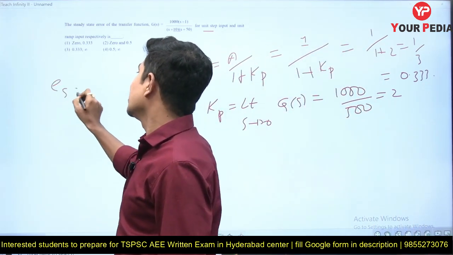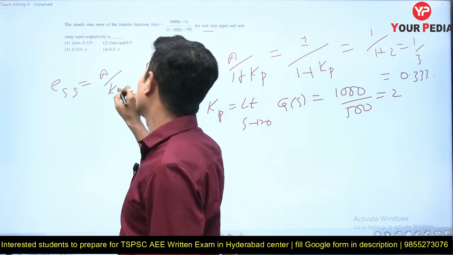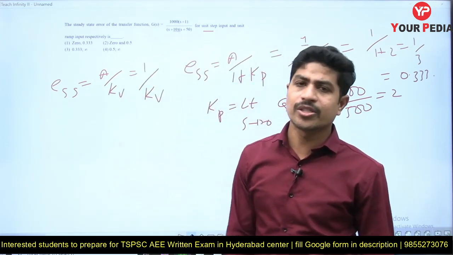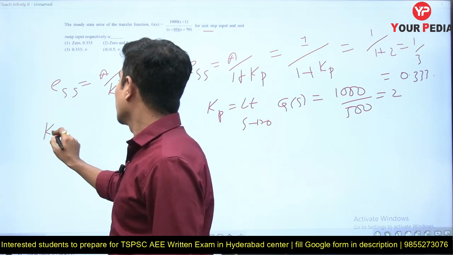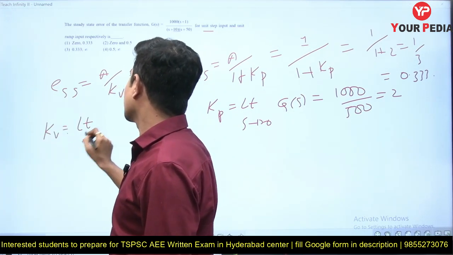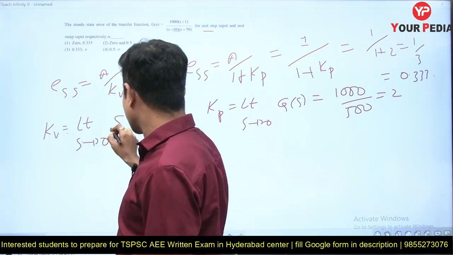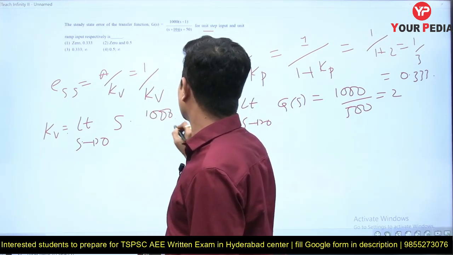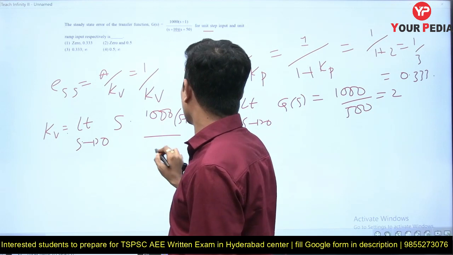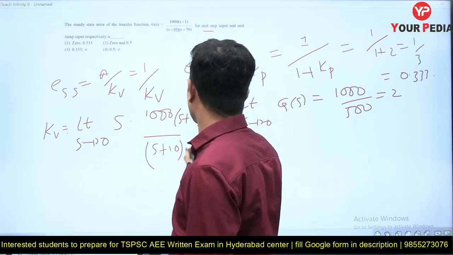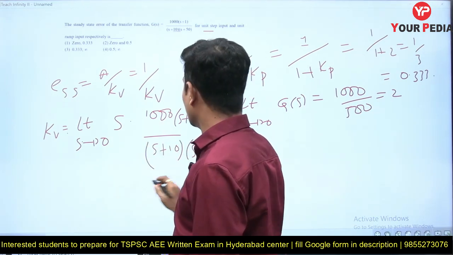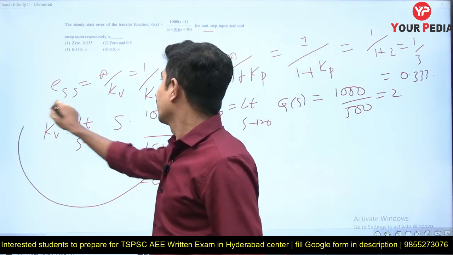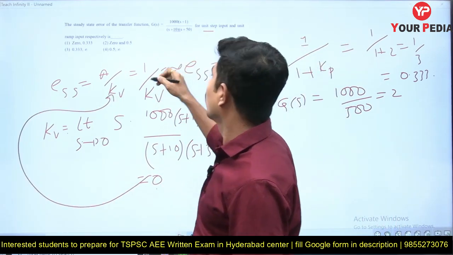So what is that? ESS is equal to A by KV. A is 1. Why? Because unit ramp it is. A is 1. What is KV? KV is equal to limit S tends to 0 of S into G of S into H of S. So S into, what is G of S into H of S? 1000 into (S plus 1) by (S plus 10) into (S plus 50). If you do this, you are going to get KV is equal to 0. Now what is ESS? A by KV. If you substitute here 0, that is going to become equal to infinity.